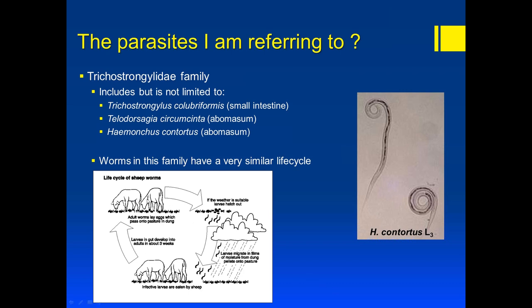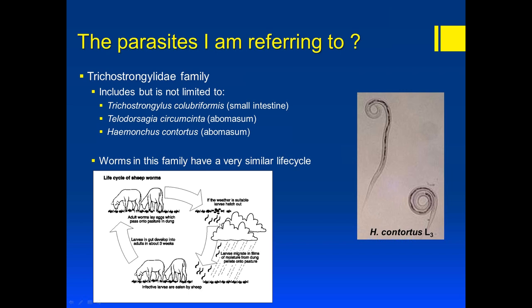That result of reproduction, or the egg, is going to get shed in the feces onto the pasture. Now, if the weather is suitable, these larvae will hatch out. And what we mean by suitable weather is hot and moist. So we really need some good warm weather. We need it to be fairly humid outside. And that's typically why we've seen this parasite, especially in the southeastern United States.